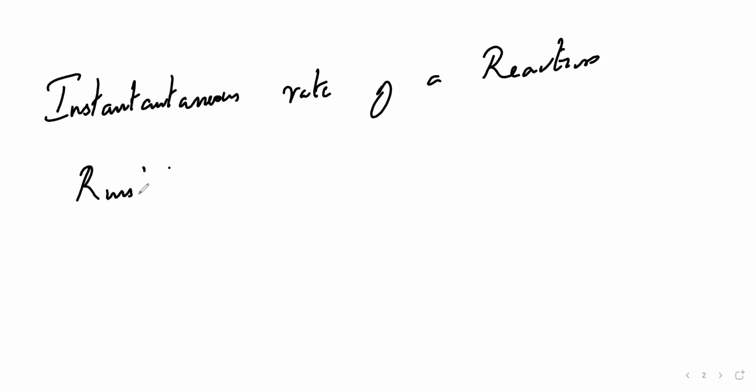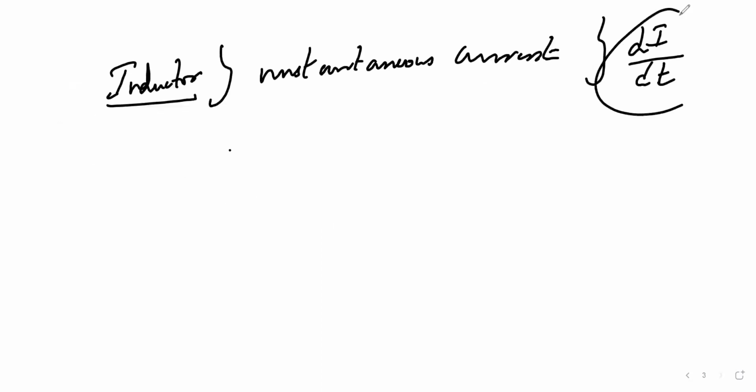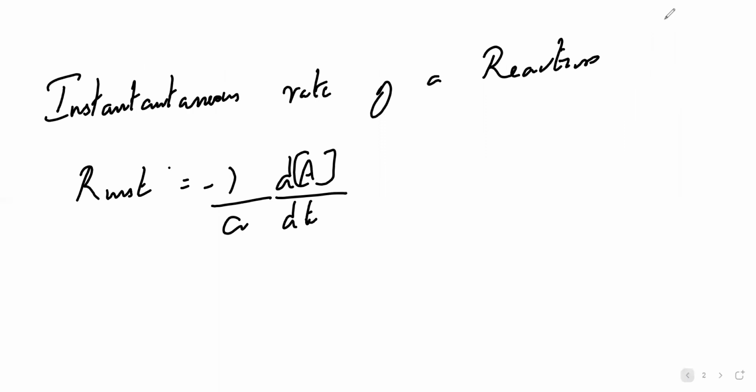I'll put R instantaneous here. Same thing, minus 1 by a, and what I'll put is d[A] by dt. It is a differentiation thing, just like in the current, where we put di by dt. Similarly, the rest of the things are the same.